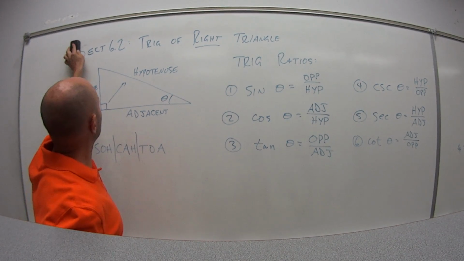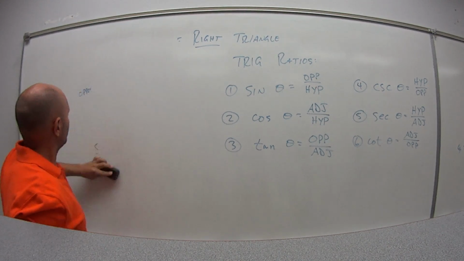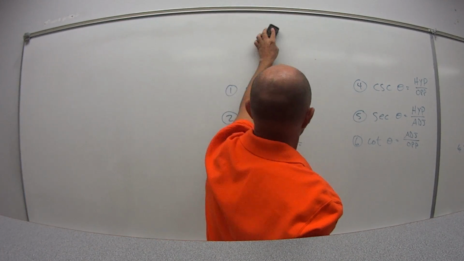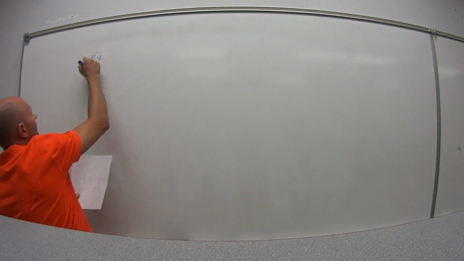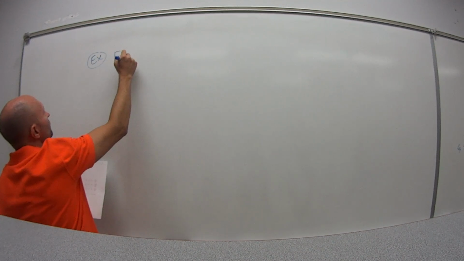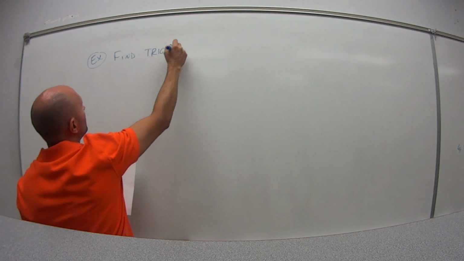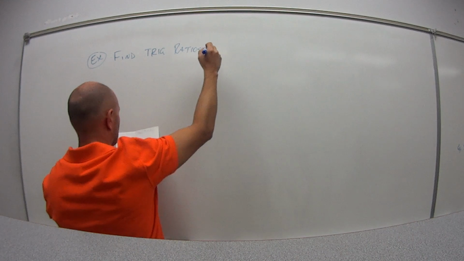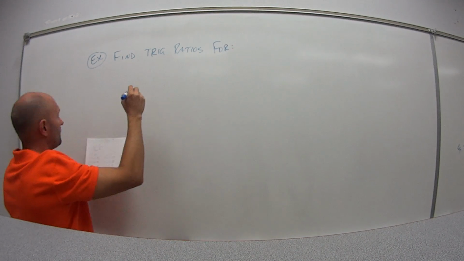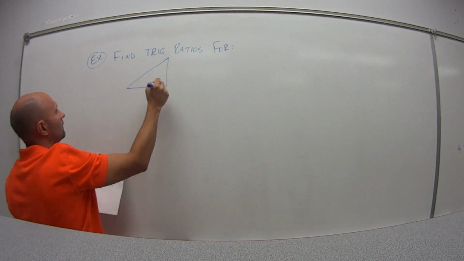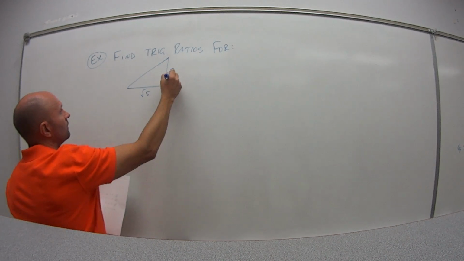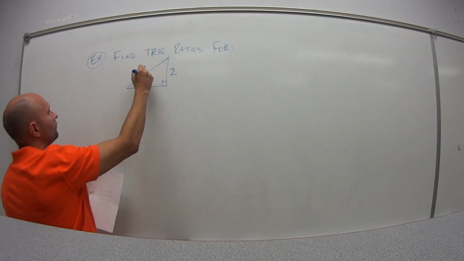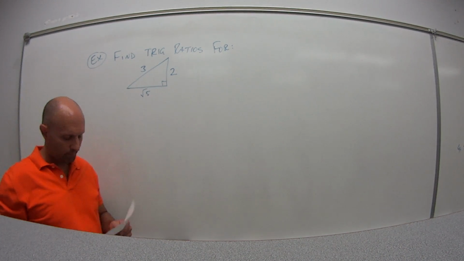I'm going to erase this. We'll work an example. All right, so let's say we have the following example. We want to find the trig ratios for the following triangle. So we have this right triangle. One leg is square root of 5. The other leg is 2. The hypotenuse has length of 3.